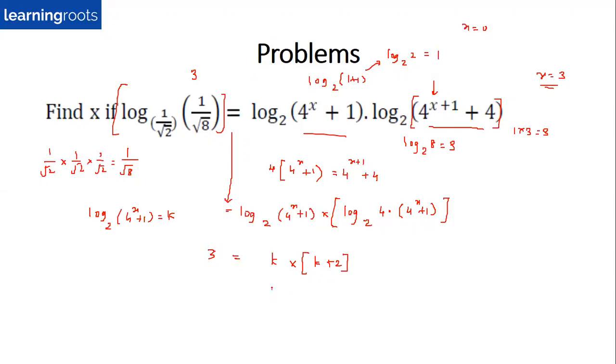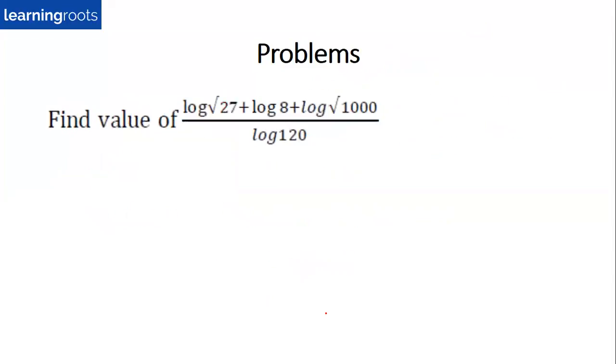So if I solve this further, I'll get a quadratic equation, and the solution of that would give us x is equal to 0. Okay, so that is the way in which you can solve it. But if substitution works, you will always go for substitution. Try this.